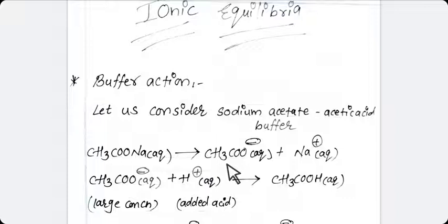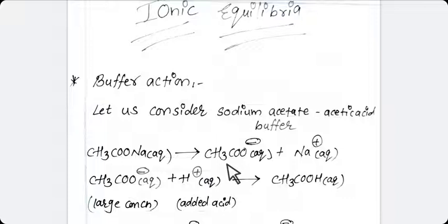If strong acid is added to the solution, the added H plus ion will be consumed by the conjugate base acetate present in the large concentration. Similarly, if a small amount of base is added, the OH minus ion will be neutralized by the large concentration of acetic acid.